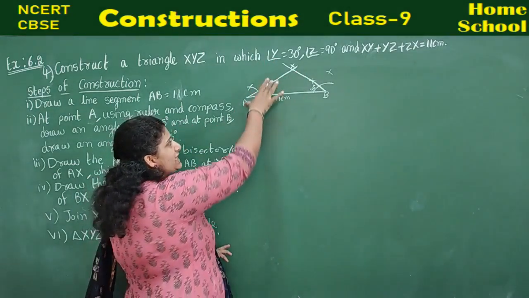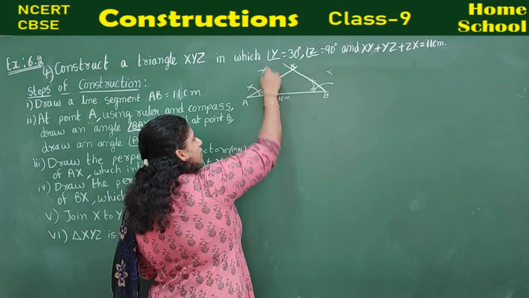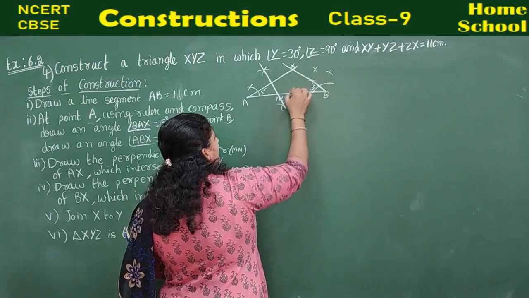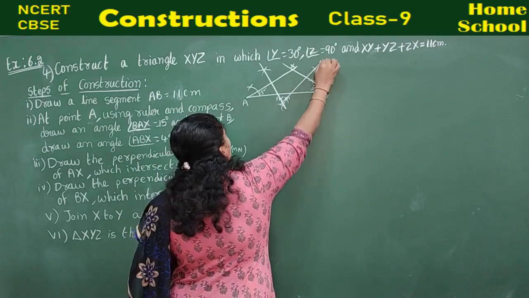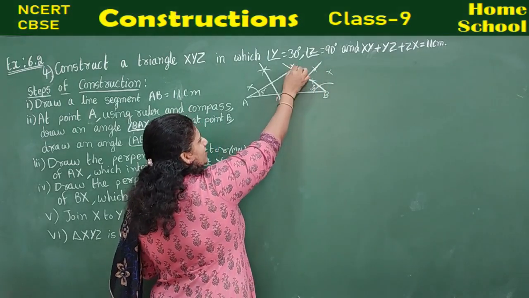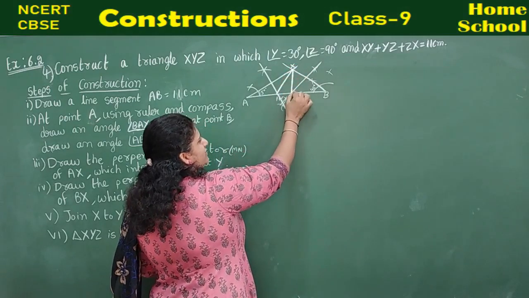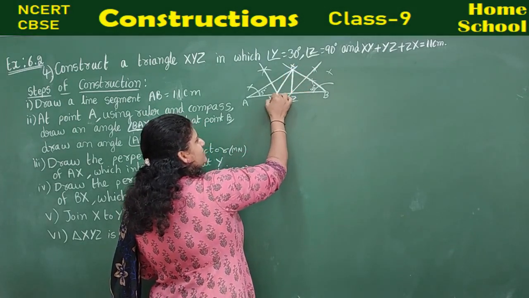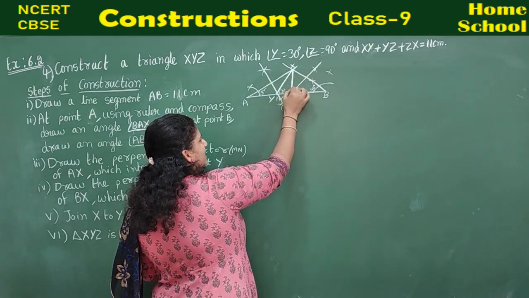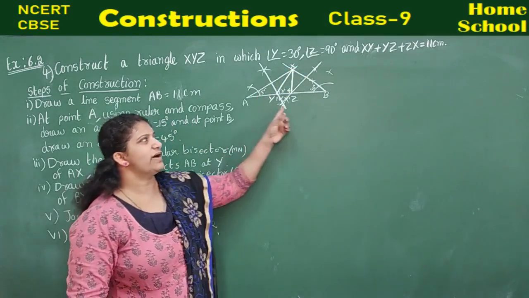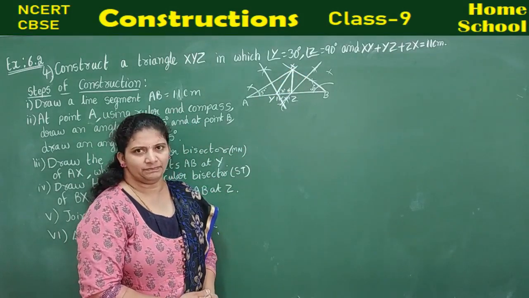Now, with these two sides, do the perpendicular bisector. Do the perpendicular bisector. What happens? Now, look here carefully. Try to join this. Here, look carefully, perpendicular. This is Z angle and this is Y angle. This is 30 and this is 90. Therefore, XYZ is the required triangle.